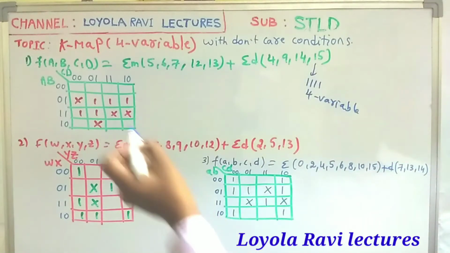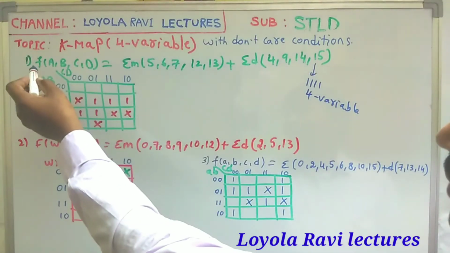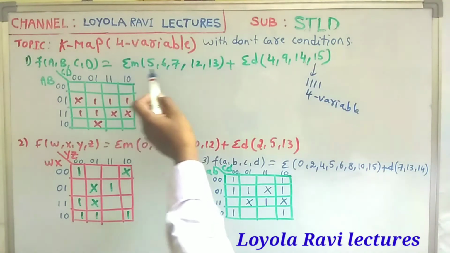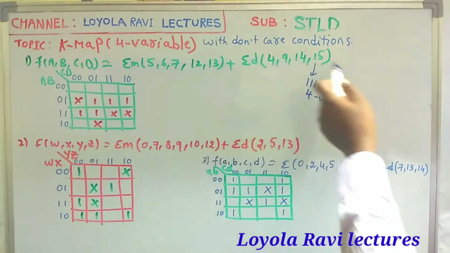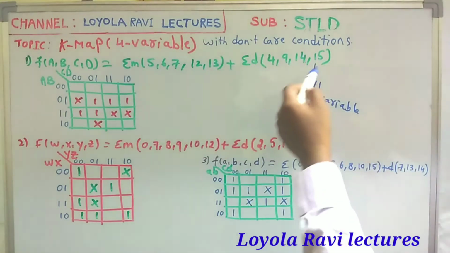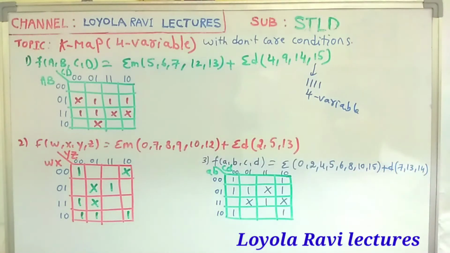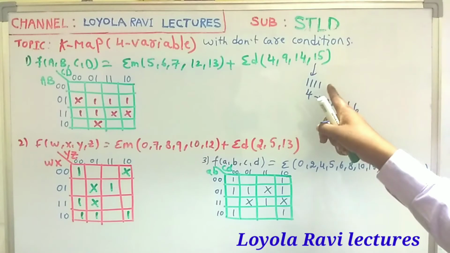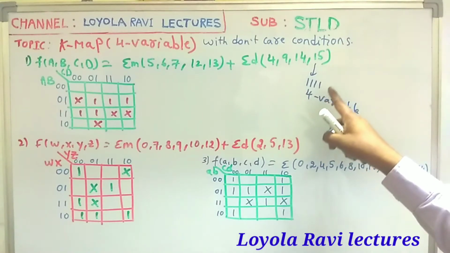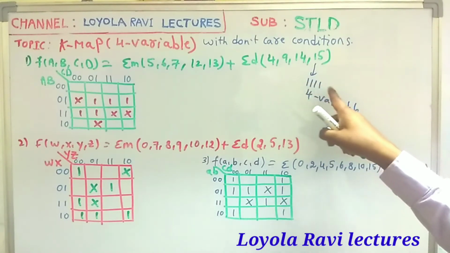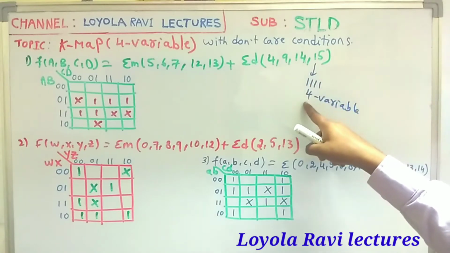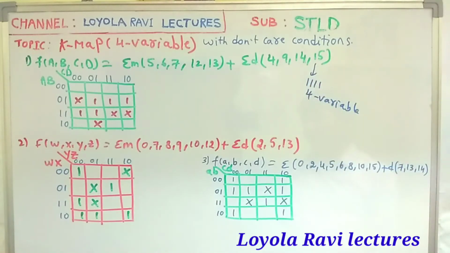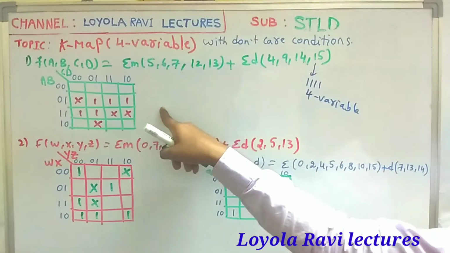If he does not mention a, b, c, d, and gives f is equal to sigma m of these minterms plus d of these minterms, then among all the given minterms, take the maximum number, convert that into binary and find the total number of bits. Here total bits are 4. That's why we need a 4-variable K-map. Okay, then I am taking a 4-variable K-map.